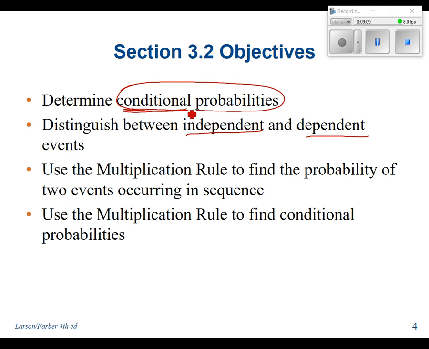So if I say I want to pick a male student from all of your names, that's a conditional probability because I'm only picking from what? The male names. All right, so there's a condition. We're only picking from the male students.